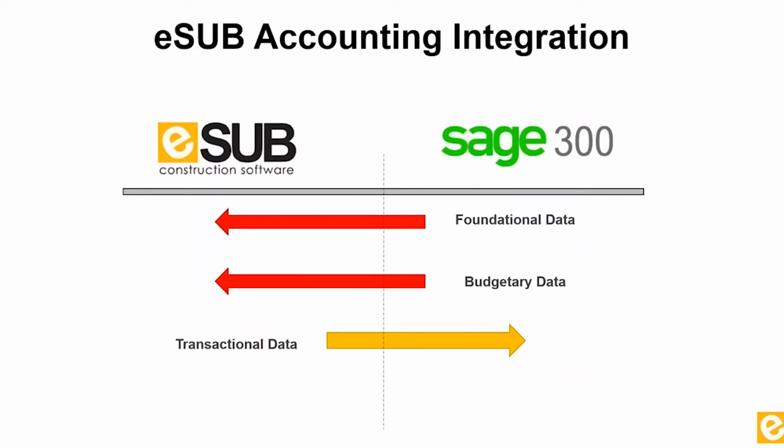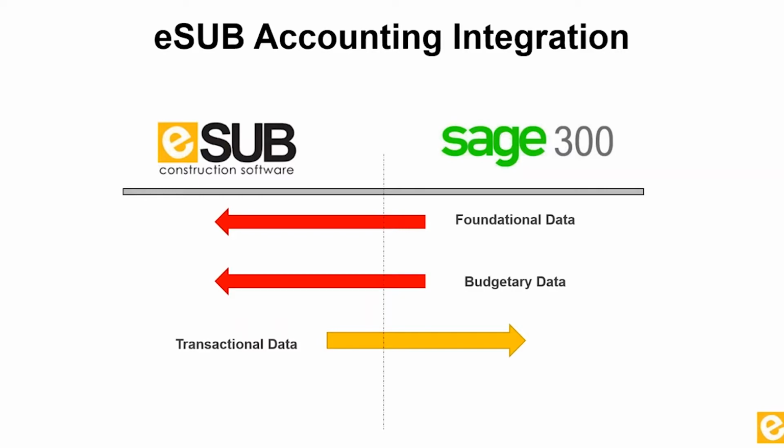So the eSUB accounting integration, what do we do for integration? Here's an example of Sage 300. Basically we're going to be using foundational data, budgetary data, and transactional data. I'll get into the definitions of each of these in the next slides. But foundational data is basically pulling over the stuff that you need to build projects, the very basic information that are the building blocks of everything else. So we're able to pull those straight from your accounting software into eSUB, so now you've got all the information there without having to do all that duplicate entry.